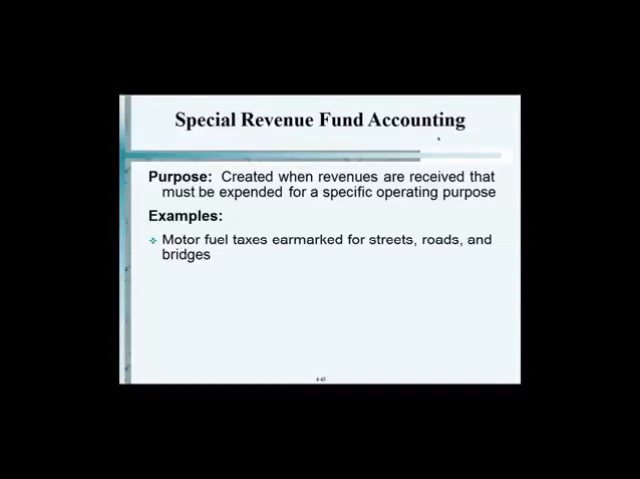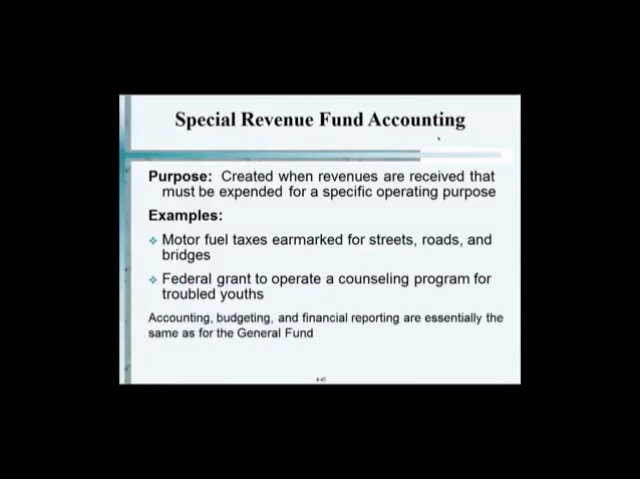Special revenue funds, you know those statements we saw for the general fund? Special revenue funds have the same statements. Budgets that are required for general fund, special revenue funds also have budgets. So they very much look and operate like general fund, except they are for a specific purpose. So here's an example. These are some examples: motor fuel tax, federal grants, specific purpose.